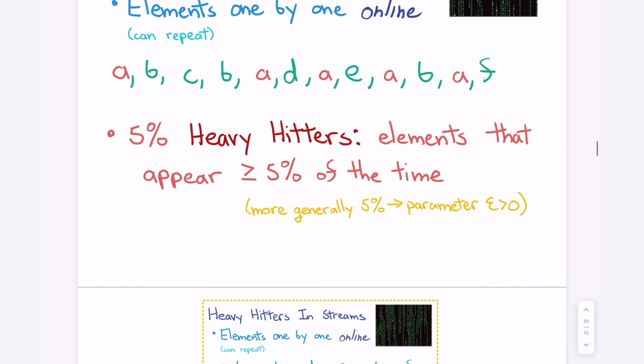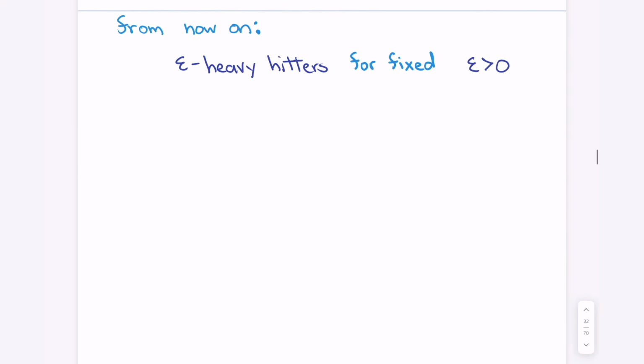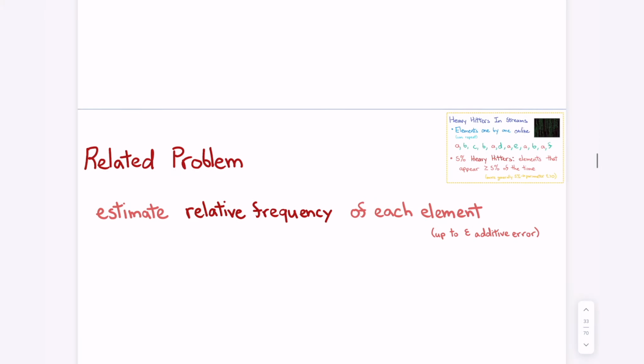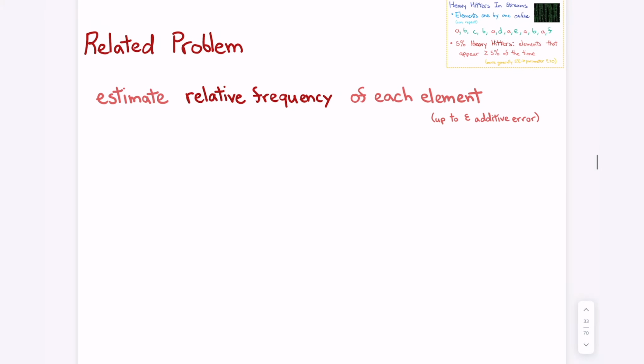Okay, so let's go back to heavy hitters. Again, I'm going to use this parameter epsilon from now on. I want to get epsilon heavy hitters, anything that appears at least an epsilon fraction of the time. We're going to formulate the problem a little bit differently. Instead of focusing too much on gathering the heavy hitters, I'm going to try to get an estimate on the relative frequency for every element. Afterwards, you can go through your table and figure out the heavy hitters. It's a homework problem to turn it into the original thing.